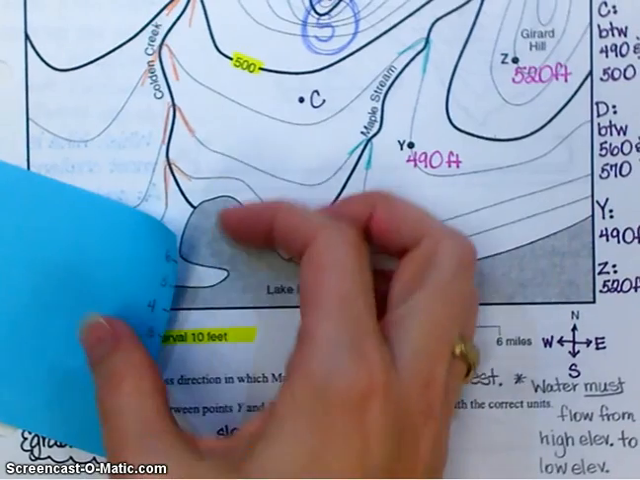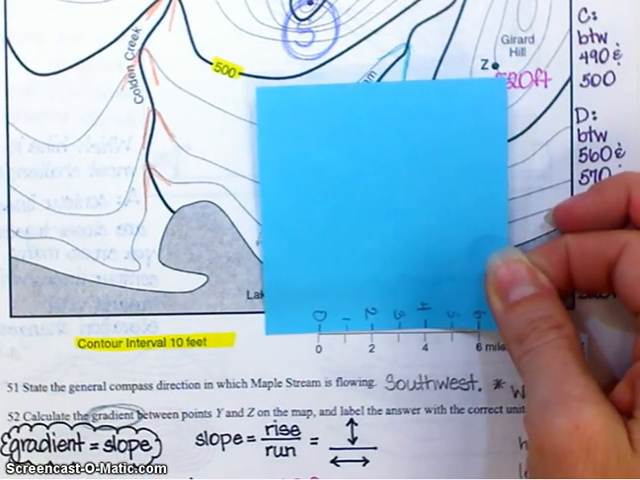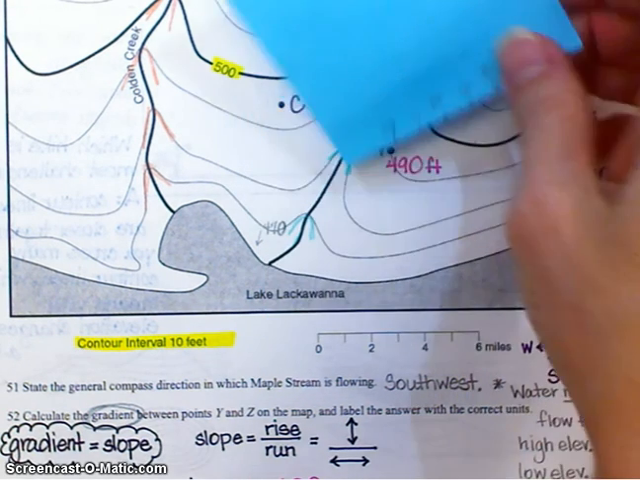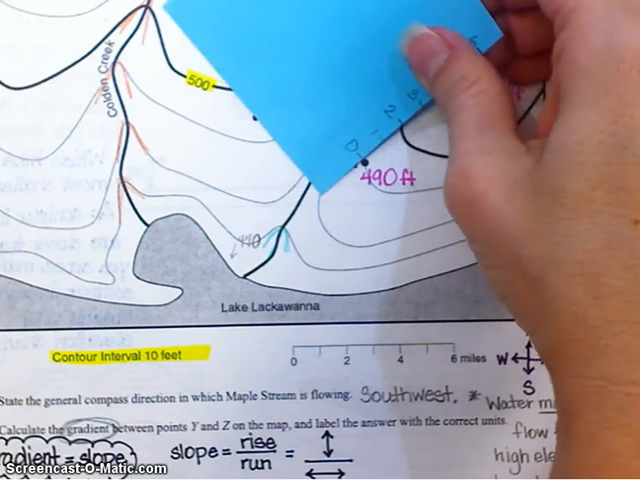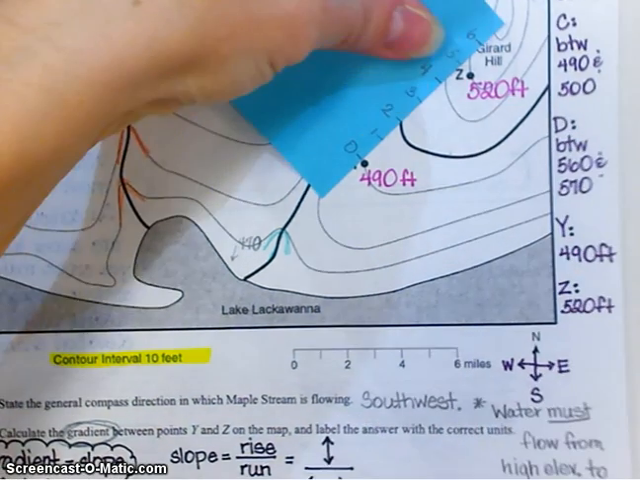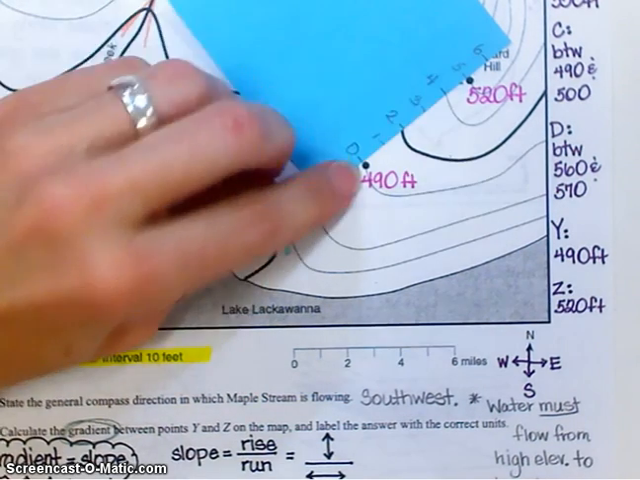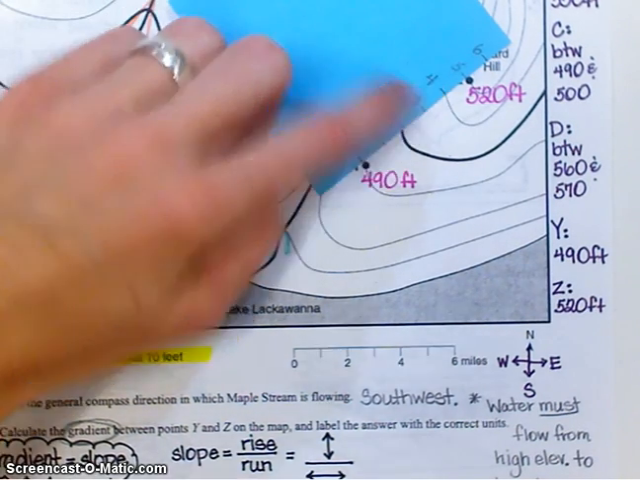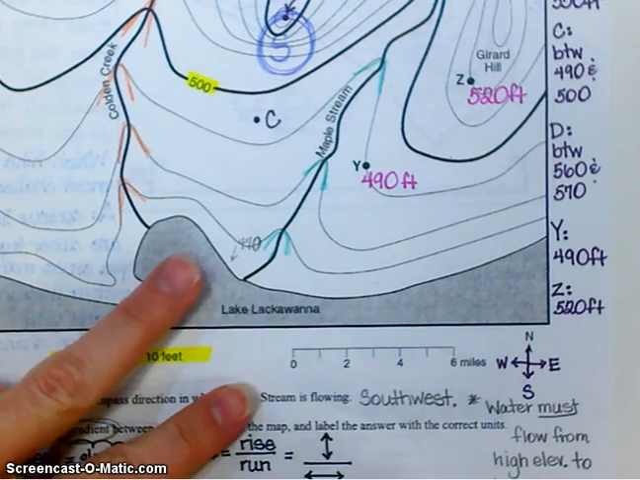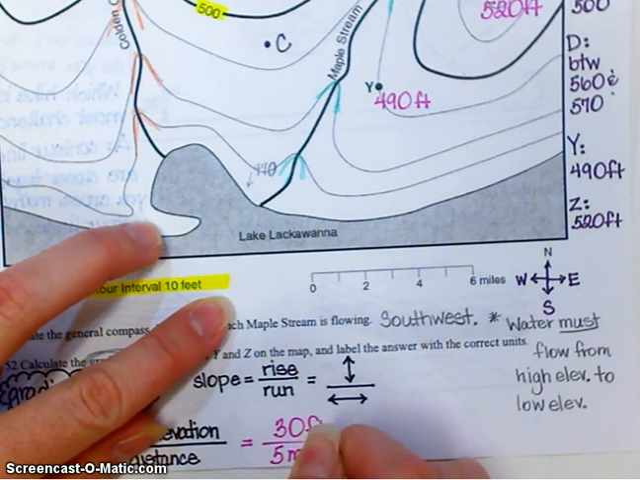Okay, so to find horizontal distance, I am going to retrace my distance scale from the bottom of the map, and I am going to lay it over here, okay, next to my 2 points, and you'll see that going from Y to Z is a distance of 5 miles, okay. So I'm going to come down here and put 5 miles.